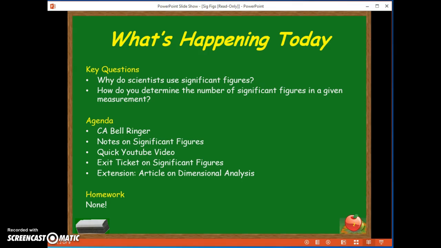We'll watch a quick YouTube video on why significant figures are important. I think the guy in the video does a really good job explaining it. And then you'll take a little exit ticket at the end of class. You'll probably have some extra time, so I have an article for you to read. Or if you'd like to work on something else during this time, like if you have a book for English or something else, we can have some silent study time at the end of class.